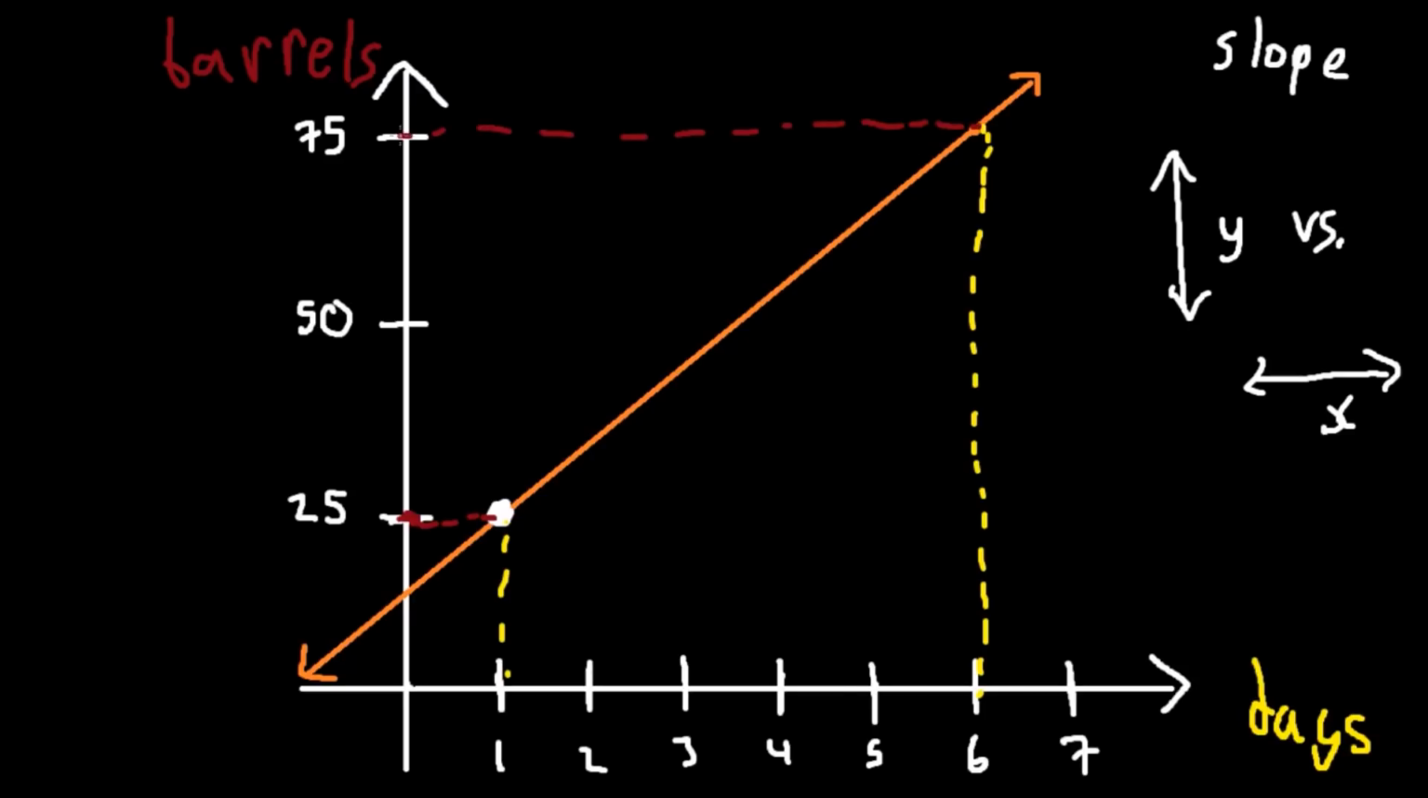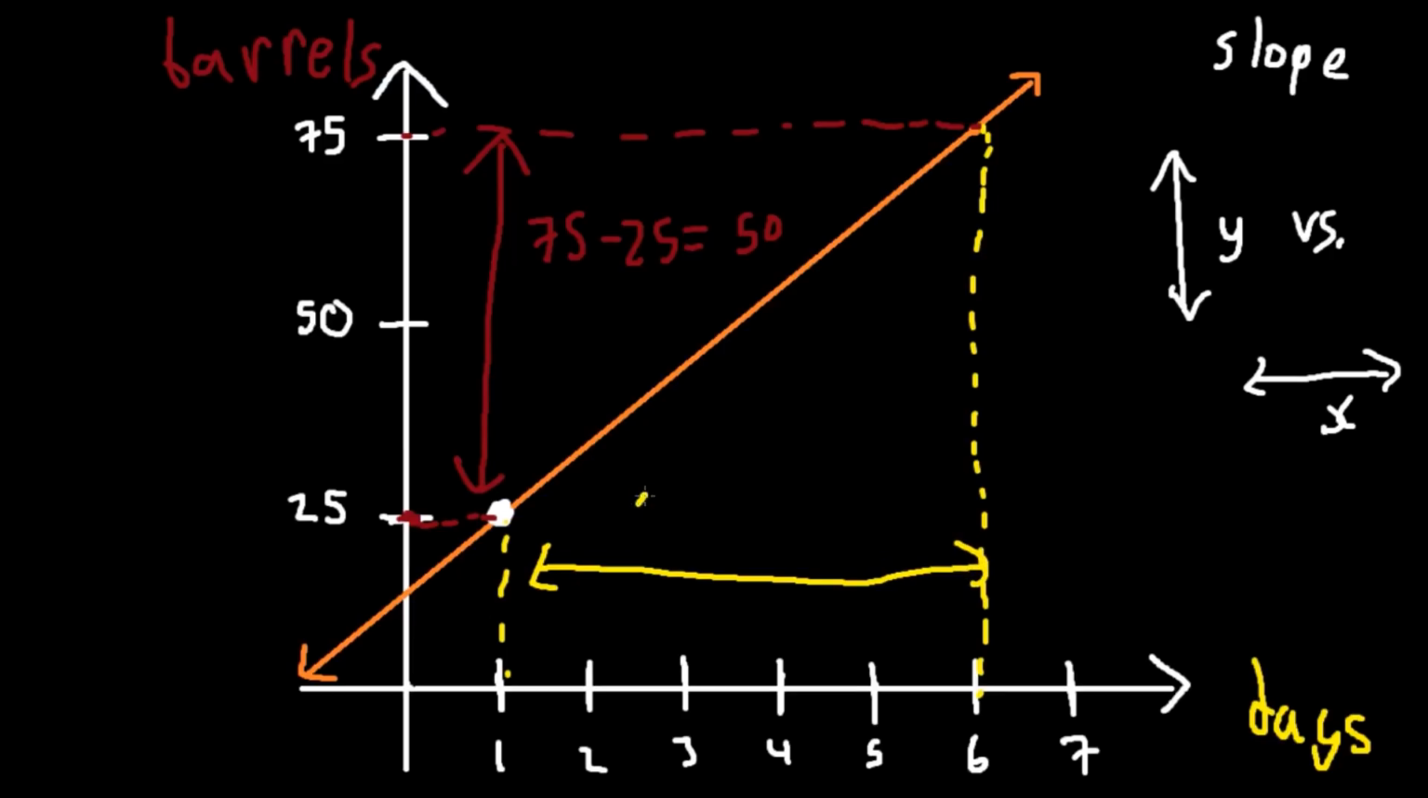Again, using the oil selling comparison, if the company had sold 25 barrels on day 1 and then sold 75 barrels on day 6, then when we attempt to find the slope, we'll subtract 25 from 75 to find the change in barrels, and subtract 1 from 6 to find the change in time. Now, to find the slope, we divide the top change by the bottom change to get 50 barrels over 5 days, or 10 barrels per day.